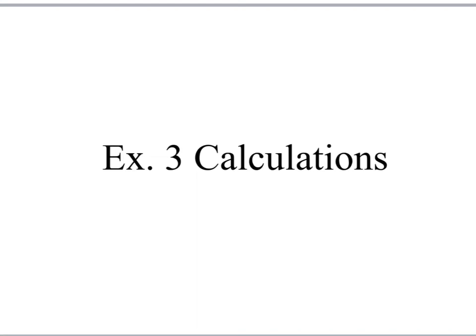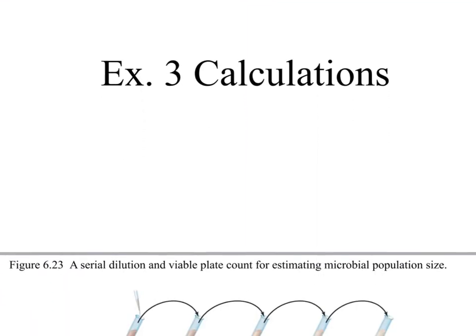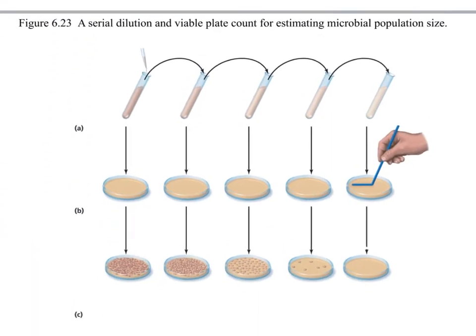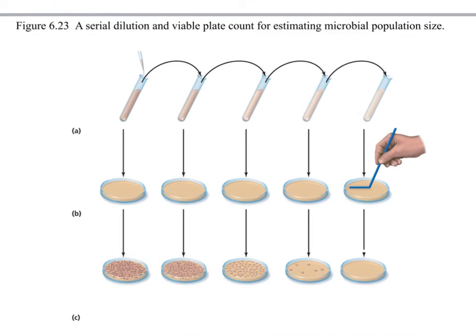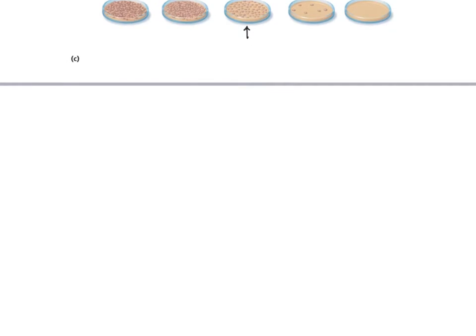All right, so everybody's favorite: how to do the calculations after the viable plate count to figure out your original cell density. Remember, this is what you would have done in lab. You take your numbers here, they grow up, to extrapolate back to what's in your original stock culture. I'm going to come back to this slide in a minute.